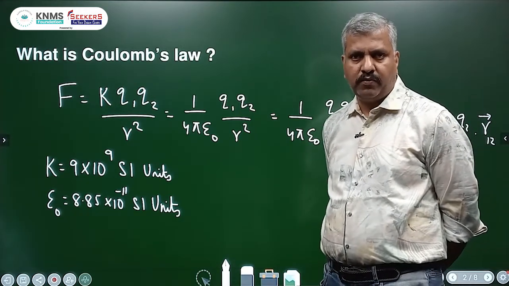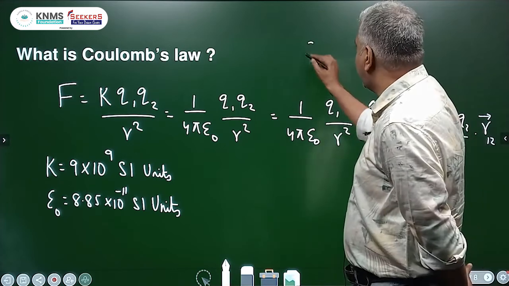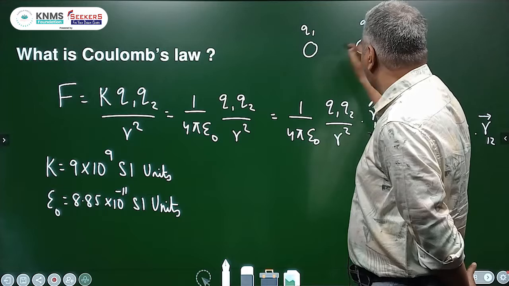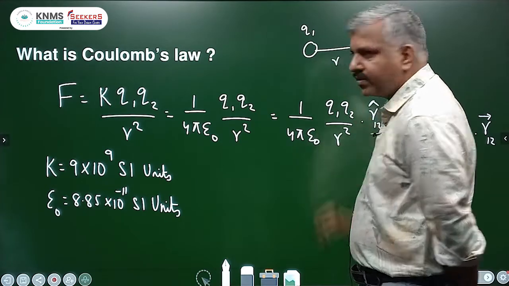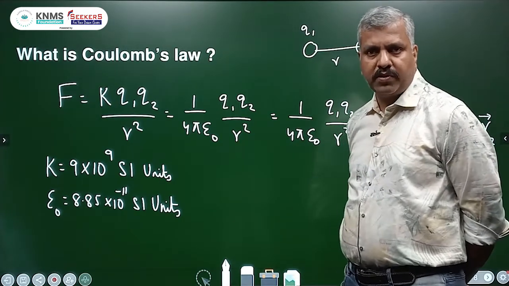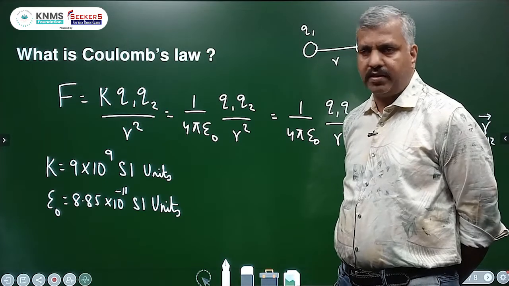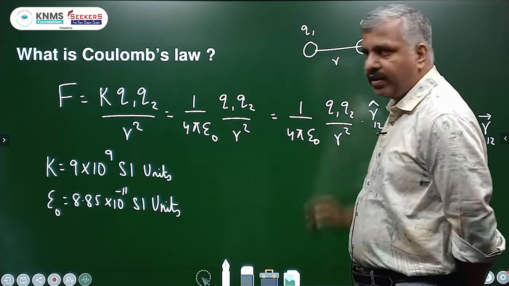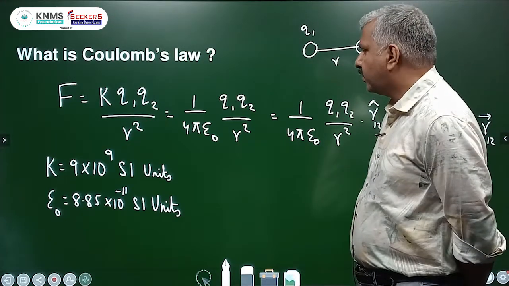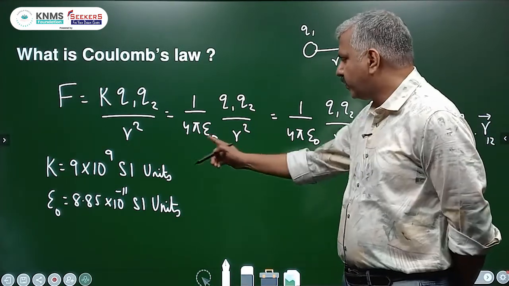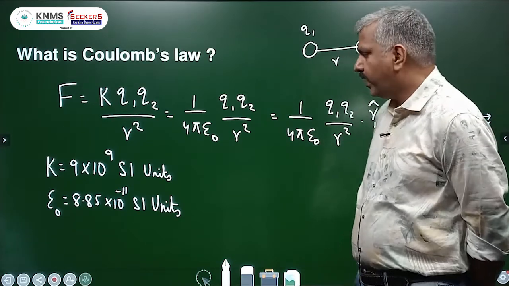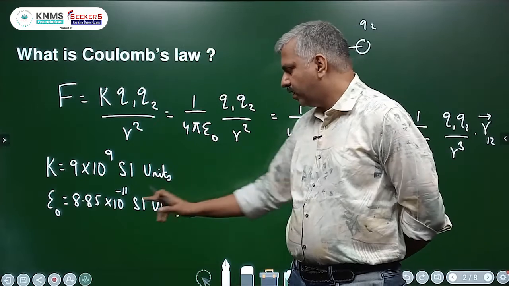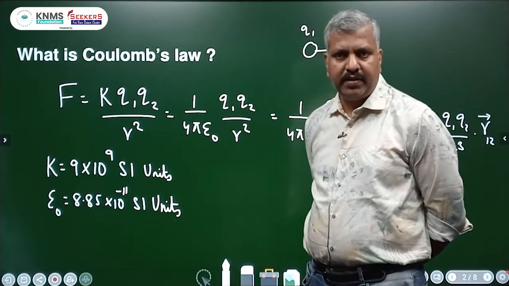You all must be knowing, you have already learnt in your classes that if there are two charges, suppose there are two charges here, let us call this Q1 and let us call this Q2 and let us say that they are separated by a distance R, then according to Coulomb's law, the force of attraction or repulsion between them will be equal to K Q1 Q2 by R squared, where R is the distance separating the two charges. Now K is a constant, that constant is equal to 1 by 4 pi epsilon naught. If I look at the values, K is 9 into 10 power 9 SI units and epsilon naught is 8.85 into 10 power minus 11 SI units.